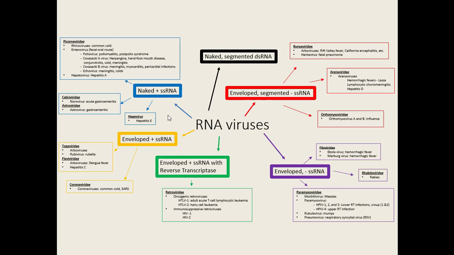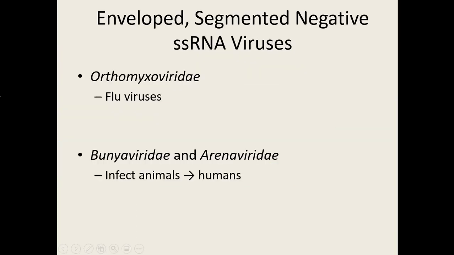And we're going to start with the one most of you are probably familiar with, the Orthomyxoviruses, because it's viruses in this family that cause the flu. And there's lots of flu virus strains. The Bunyaviridae and Arenaviruses, a lot of them are animal viruses. Not all. We'll go through exceptions. And they are spread because of infected animals transmitting them to humans.